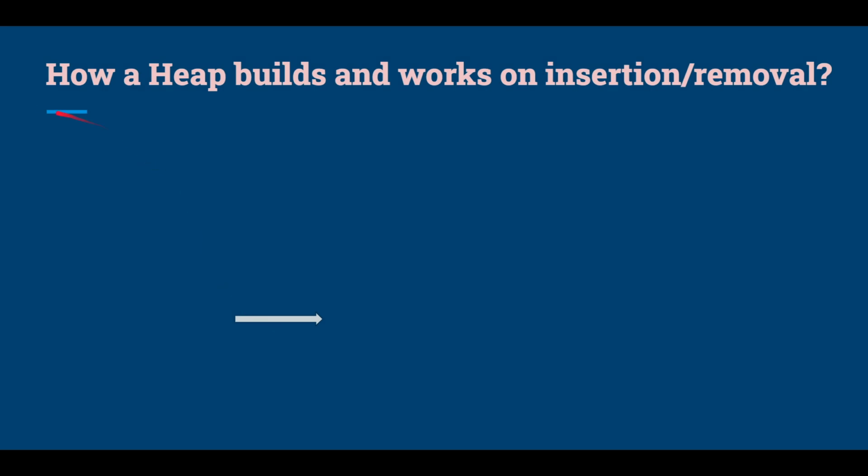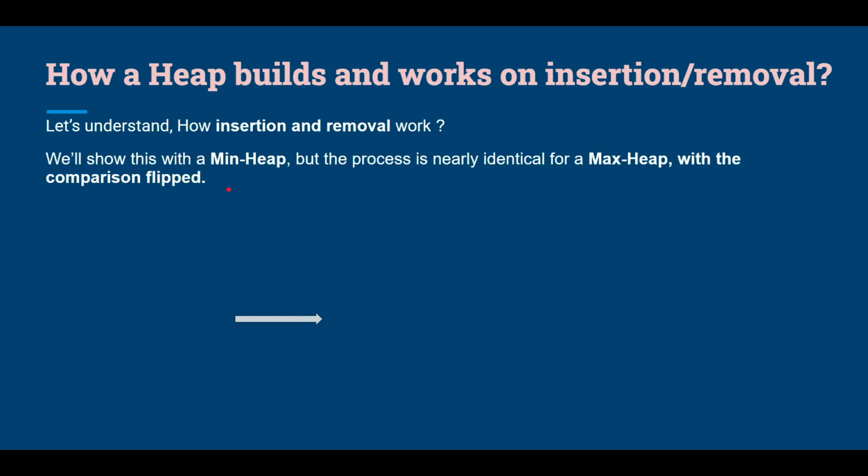So we have to find how this heap is built, and how it works when insertion or removal is happening. This is the concept of the data structure, where you should understand how a heap is built internally, and how insertion and removal operations work on that heap. Let's understand how a heap is built and how it works. We will show this in a min heap, but the process is nearly identical for the max heap, because we just do the flip operation.